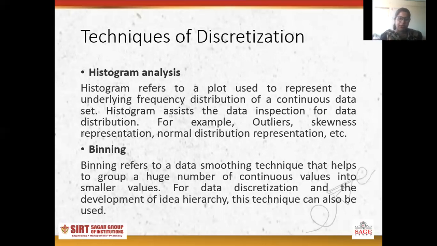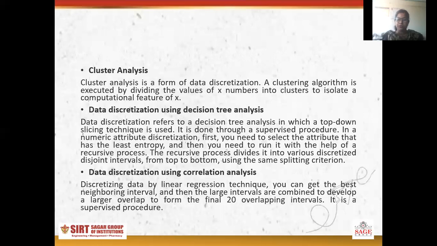Binning. Another is binning. We have already done this with data smoothing. It refers to the data smoothing technique that helps to group a huge number of continuous values into smaller values. For data discretization and the development of concept hierarchy, this technique can be used. Next is cluster analysis. Cluster analysis is a form of data discretization. A cluster algorithm is executed by dividing the values of x numbers into clusters to isolate a computation feature of x.